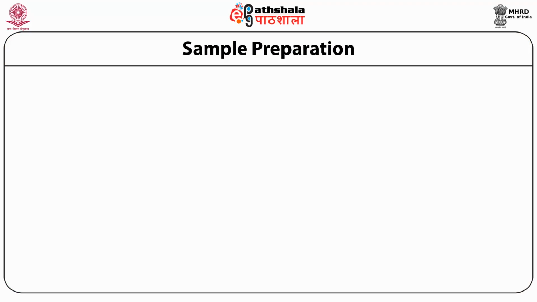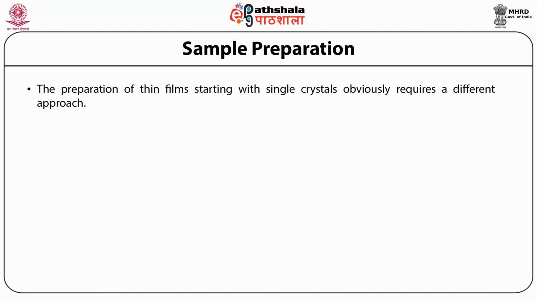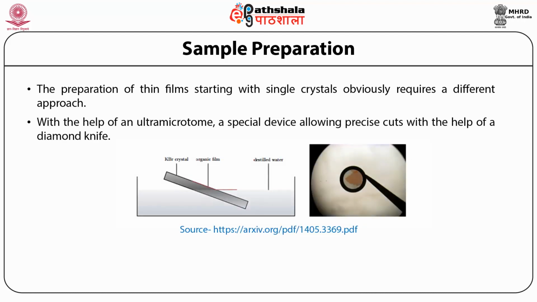Continuing with the analysis carried out with the help of high resolution electron energy loss spectrometry, the preparation of thin films starting with single crystals obviously requires a different approach. This is done with the help of an ultramicrotome, a special device allowing precise cuts with a diamond knife.